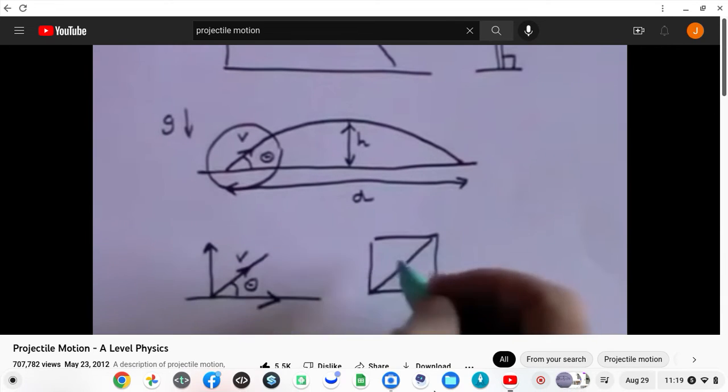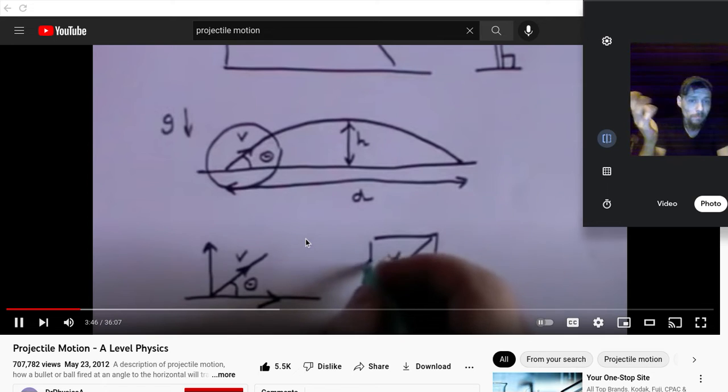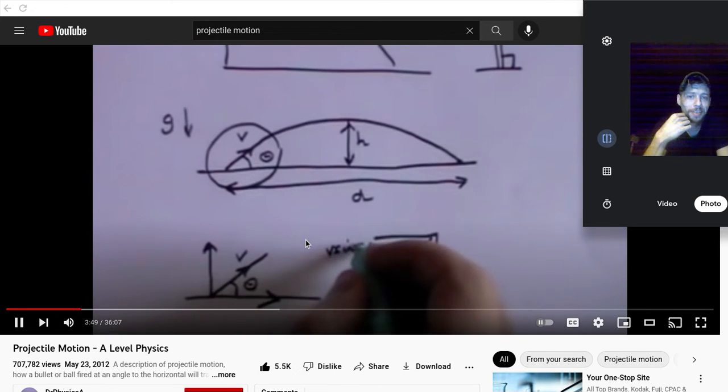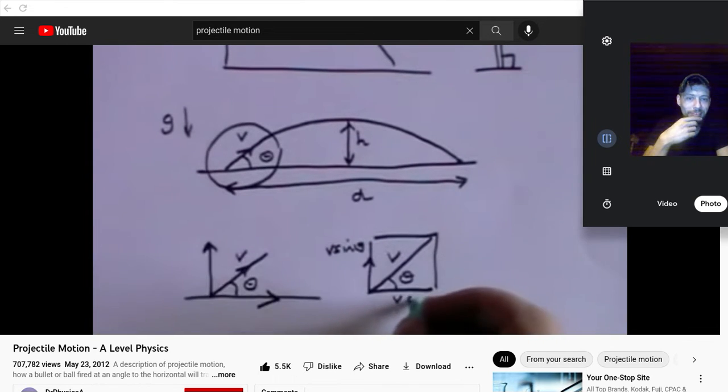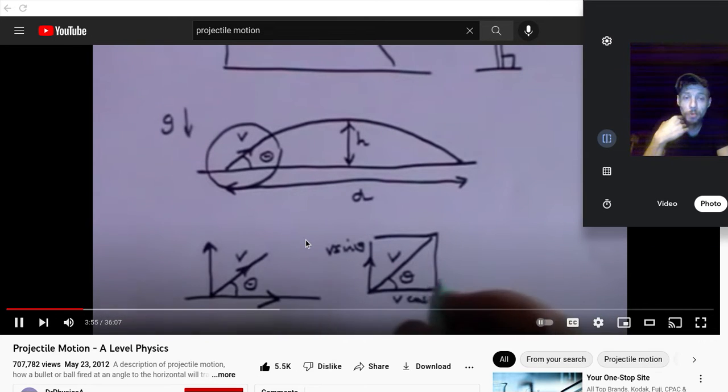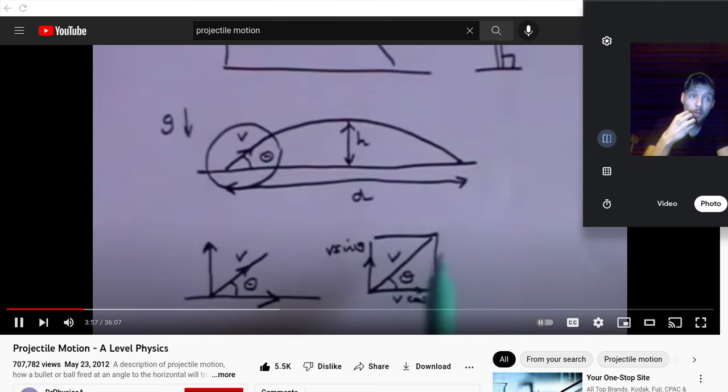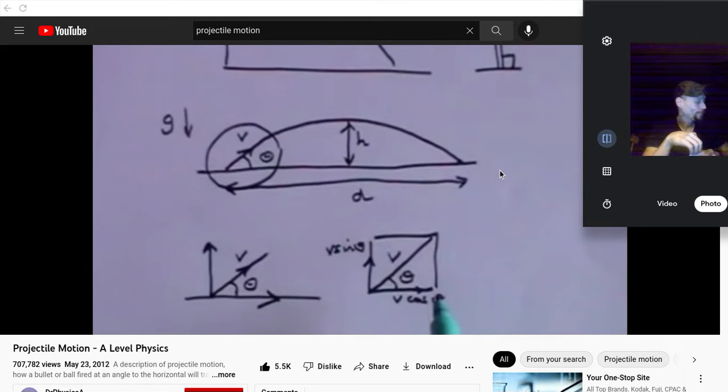But let's get kicking. This is V, this is theta, this is V sine theta, and this is V cosine theta. Components of the velocity V are V sine theta in the vertical direction and V cosine theta in the horizontal direction. And the point about that is that they act independently, and so you can calculate what is happening in the upwards direction or the vertical direction and what is happening in the horizontal direction entirely independently, and then you bring them together to get your solution, and I'll show you how.